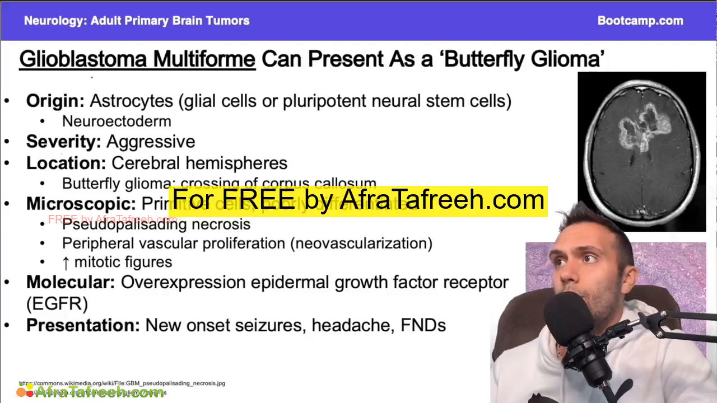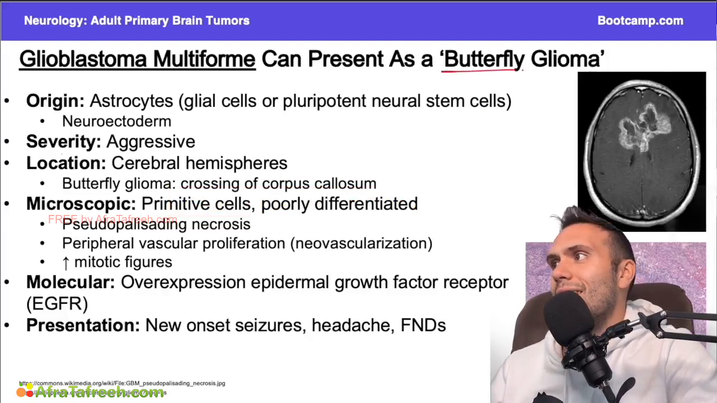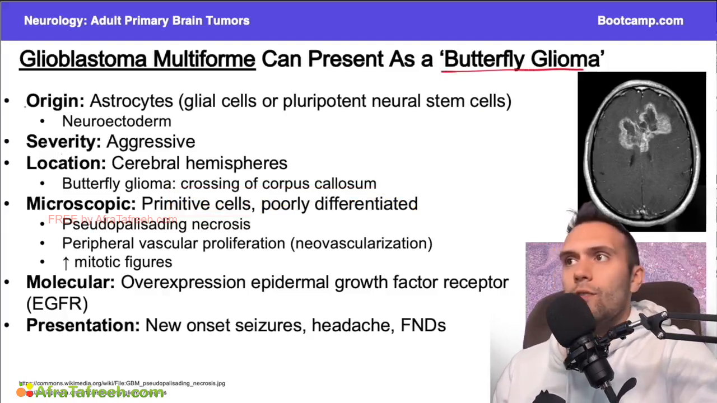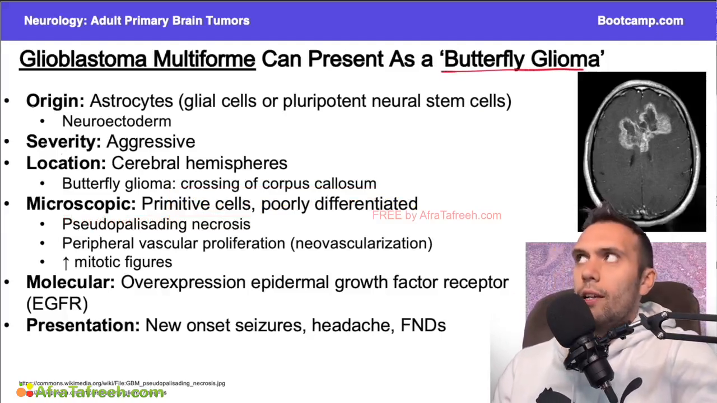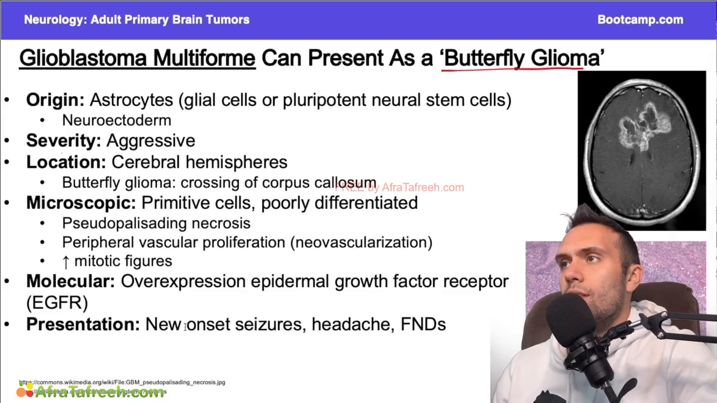All right, starting with our first tumor here, this is Glioblastoma Multiforme, and this can present as a butterfly glioma. Each of these videos, we kind of do the same thing we did in the pediatric brain tumor video. We'll talk about where it comes from, how severe is it, the location, what are we going to see on a microscope. Sometimes I'll put in some macroscopic findings if they're high yield, some molecular findings, associations, and presentation.